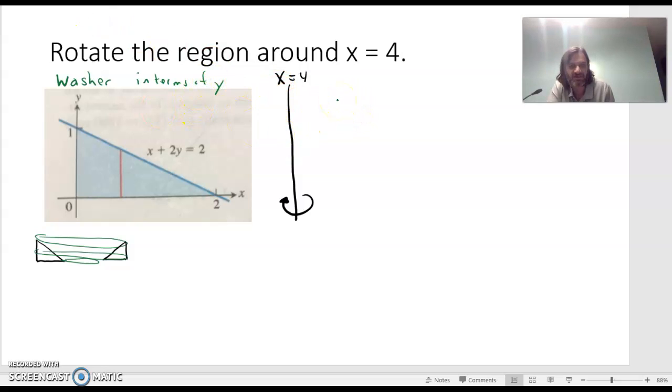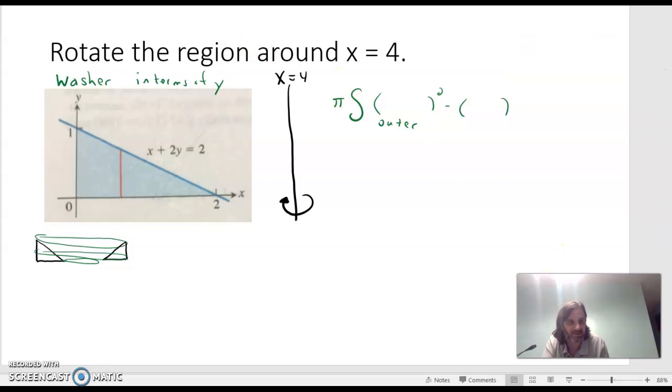So our volume will be pi integration, and it will be an outer radius squared minus an inner radius squared, and that will be in terms of y. So just looking at this thing, we can tell that the y boundaries are going to be from 0 to 1, because that is the range that y is using. So integration from 0 to 1.